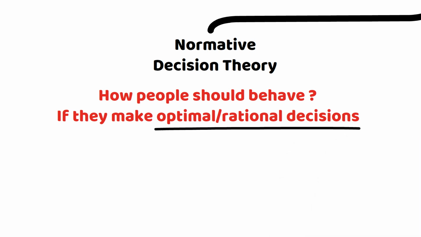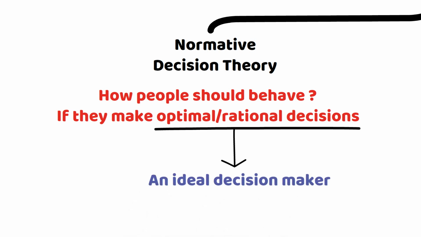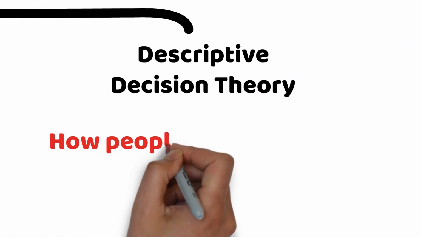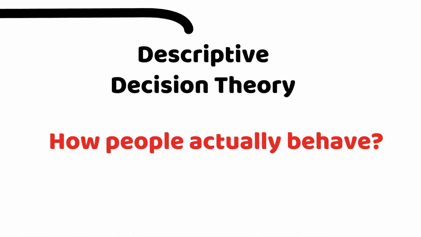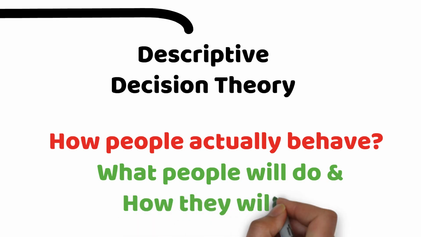And this optimality is often determined by considering an ideal decision maker who makes the optimal decision after calculating everything with perfect accuracy. So, we can say that normative decision theory focuses on people's optimal behavior, while the descriptive theory discusses how people actually behave. This theory tends to be more helpful in deciding what people will do and how they will act.